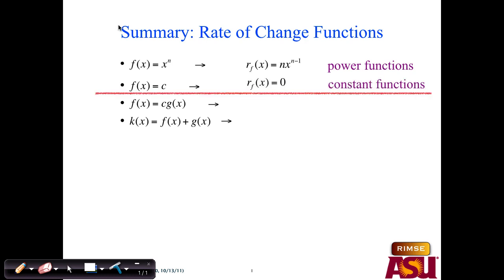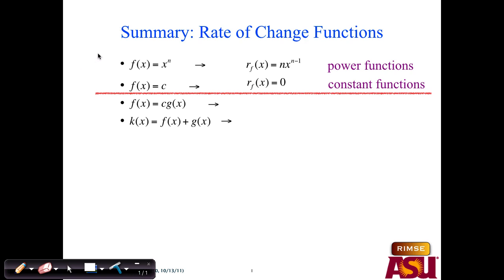And these are, if you can see, two different sorts of rules. So the two at the top are a specific function type. If f of x is a power function, here's how I find its derivative. If f of x is a constant function, a one-valued function, then its derivative is 0. The other two here are about how things are combined together.